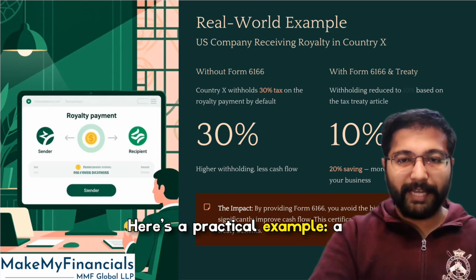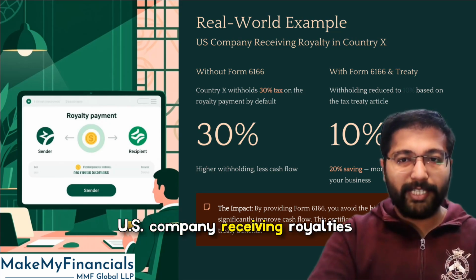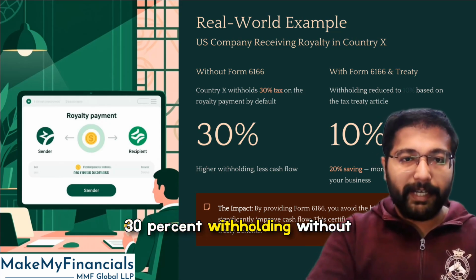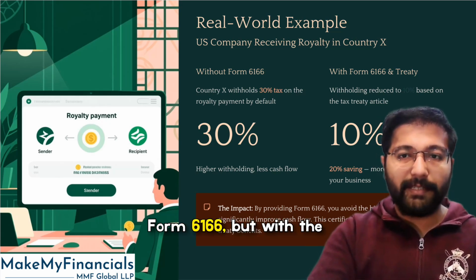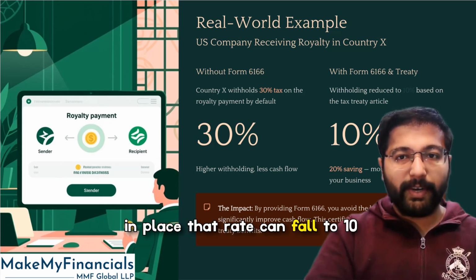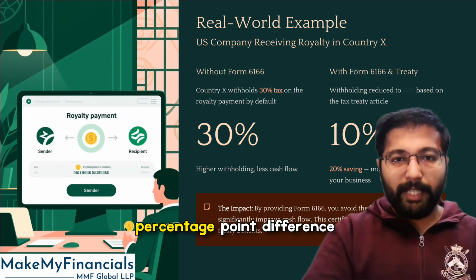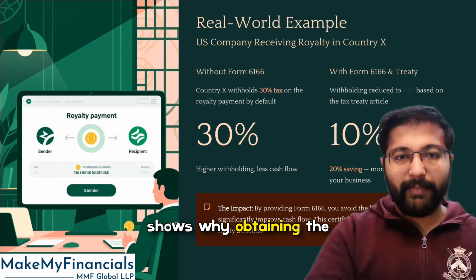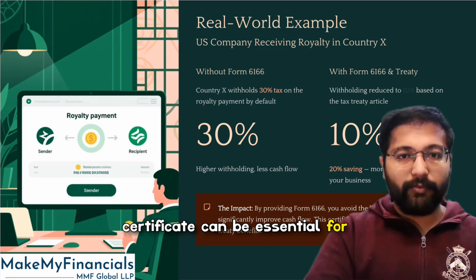Here's a practical example. A US company receiving royalties from country X faces a default 30% withholding without Form 6166, but with the certificate and the treaty article in place, that rate can fall to 10%. That 20 percentage point difference directly improves cash flow and shows why obtaining the certificate can be essential for maximizing treaty benefits.